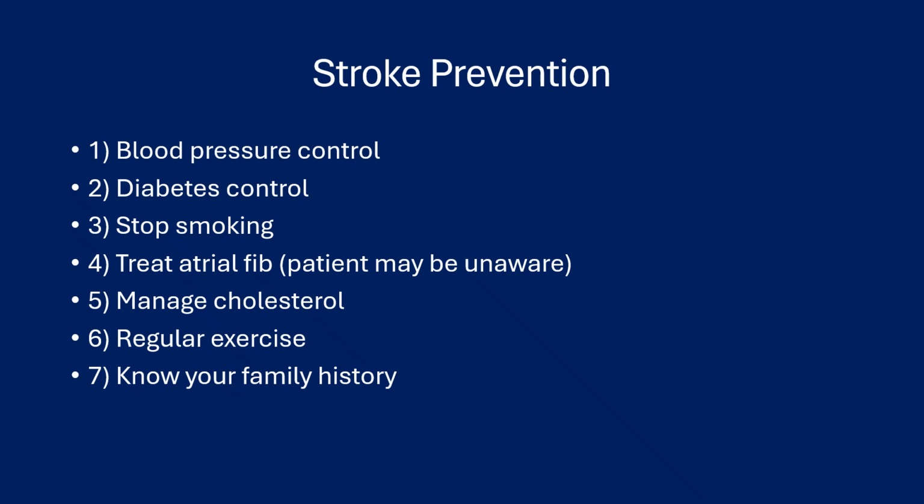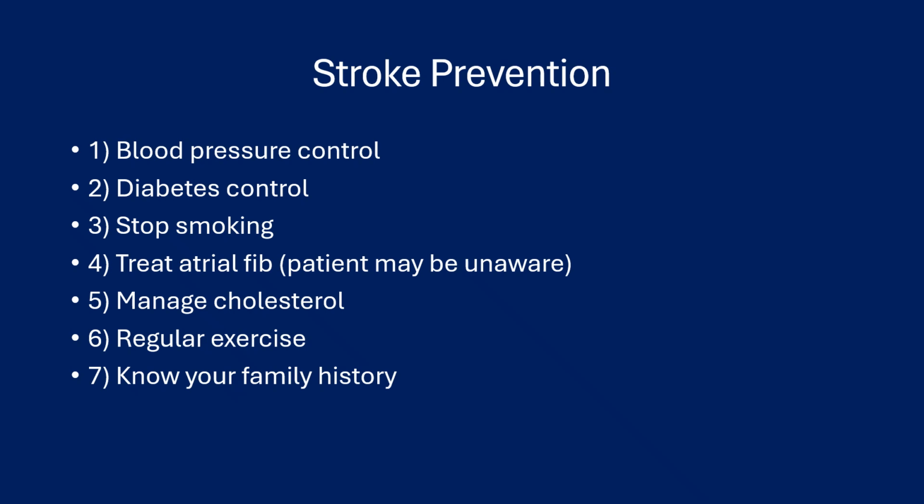Stroke prevention, obviously, these are well known. Blood pressure control, which oftentimes there are people with a history of hypertension, maybe on one or more medications, but still not have good blood pressure control. Diabetes control, again, they may have a diagnosis of diabetes, but either not managing it well, it's just not well controlled. Clearly stop smoking, known risk factor for multiple diseases.